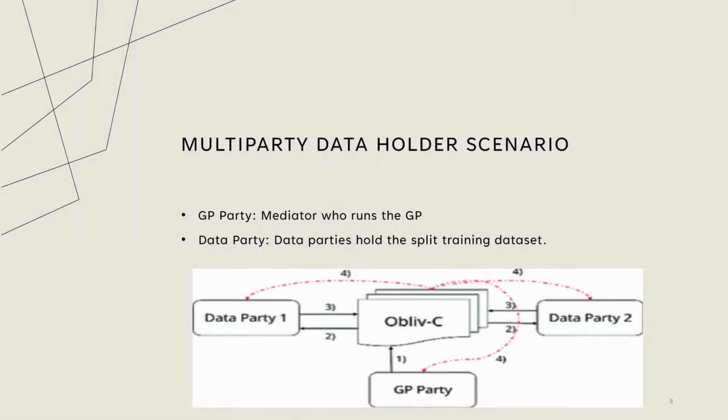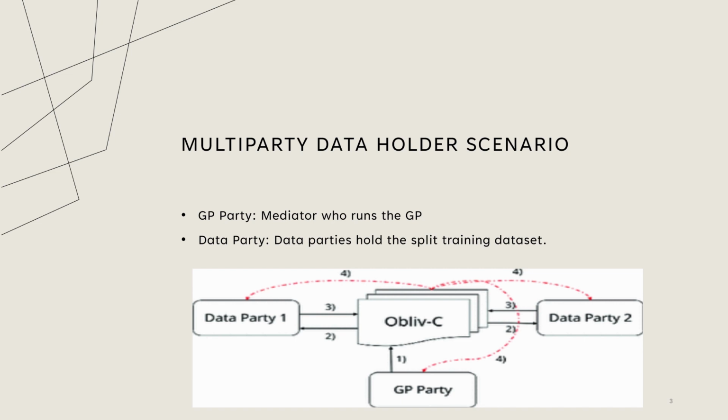Now, let's explore the multi-party data holder scenario. Here, different parties hold different parts of the training dataset. Let us call the data holders data parties, and the mediator who is running the genetic programming the GP party.